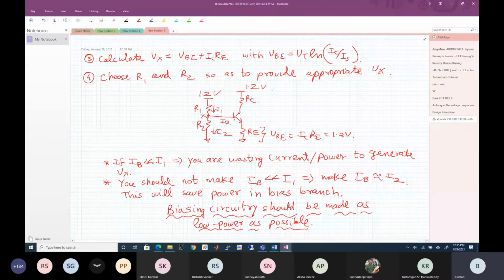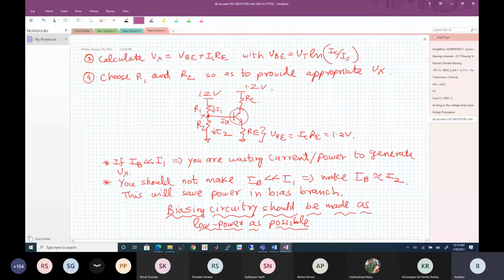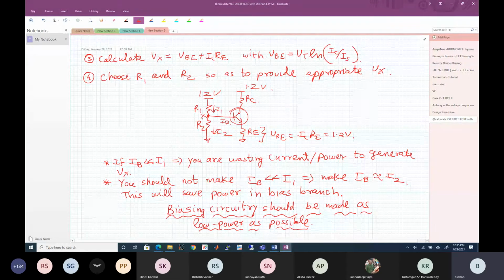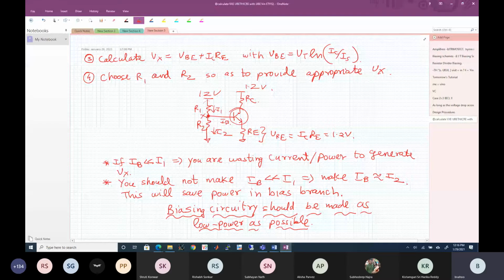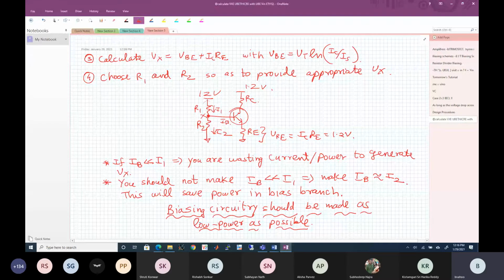If your bias circuit starts burning current, remember it is only generating the voltage necessary for the transistor to work. It is not doing any useful thing other than generating this Vx. Most of the useful work is done by this transistor, taking your signal and amplifying it. Why would you give the bias circuit more power than this one? The bias circuit is just setting this voltage and telling it, okay, now you are ready to go. So we should minimize the power consumption of this circuit. I hope this statement is clear to all of you, and I hope this will help you in analyzing your circuits.